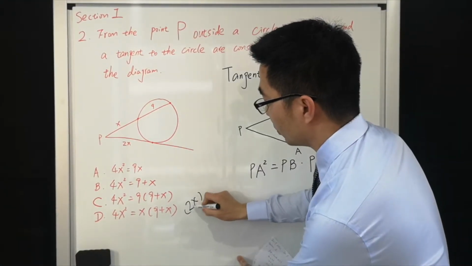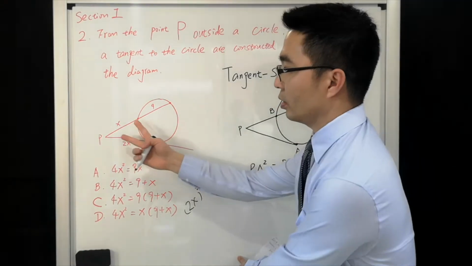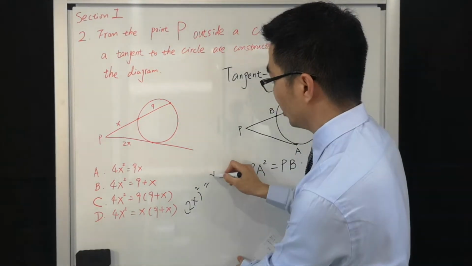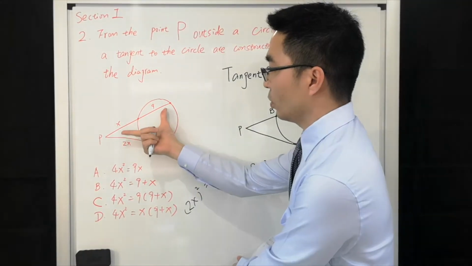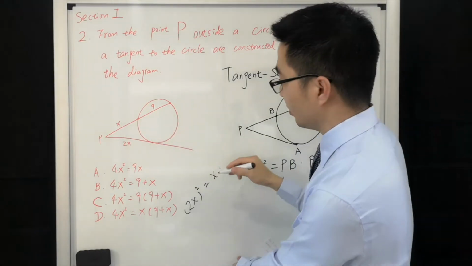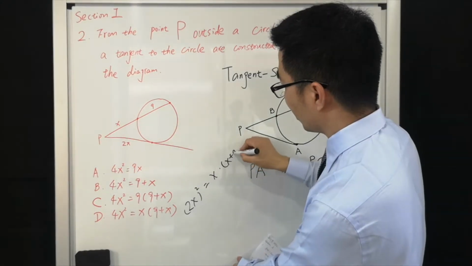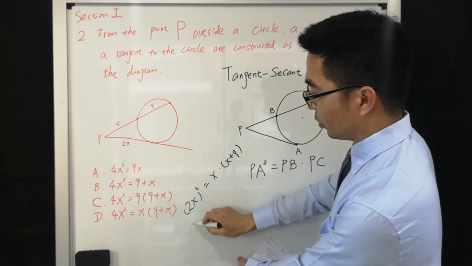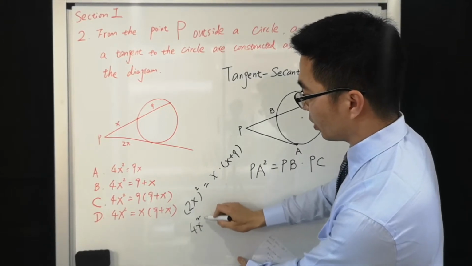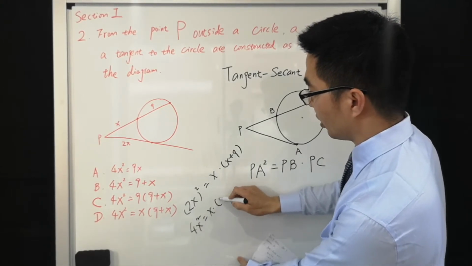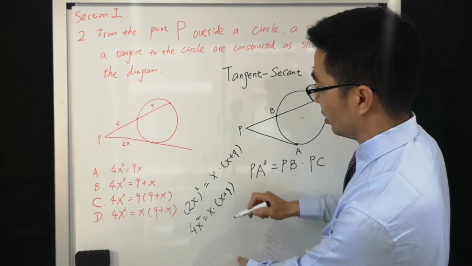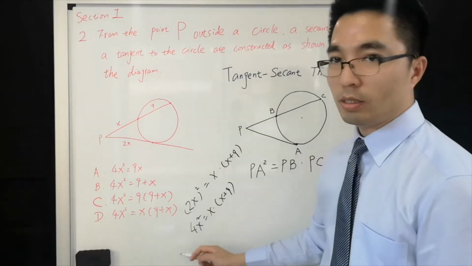So we have 2x squared equal to this part x times the whole part, which is x plus 9. So here we have 4x squared equal to x times x plus 9. So the answer is D.